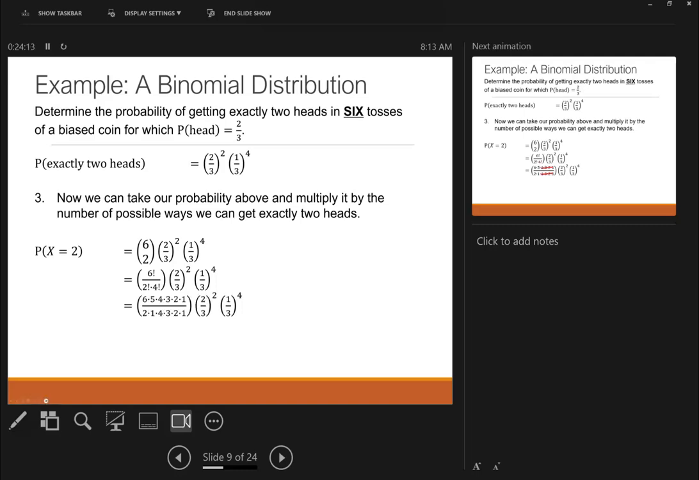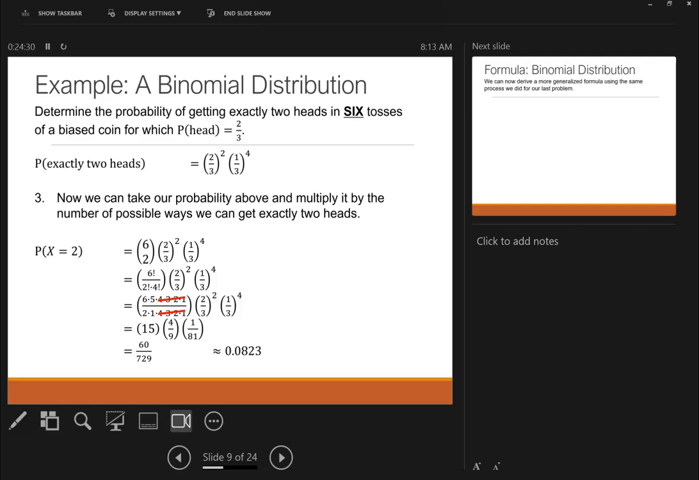I expand my factorials. I notice that, hey, look, there's some stuff that can reduce. I'm left with 6 times 5 over 2, so 30 over 2, or 15. And then I can just multiply everything through, and there's my probability.